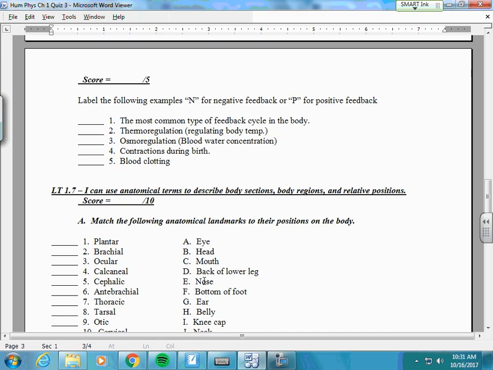So in 1.6, I just gave you some examples. I've been using the same ones all along, but negative feedback or positive feedback. The most common type of feedback cycle in the body is going to be negative. Thermoregulation, regulating body temperature, is another example of that. Osmoregulation, blood water concentration, another example. Contractions during childbirth and blood clotting are actually positive feedback, where this stimulus, whatever's happening, the body actually works to enhance that stimulus and drive it even further away from normal. That's positive feedback. A lot less common in the body.